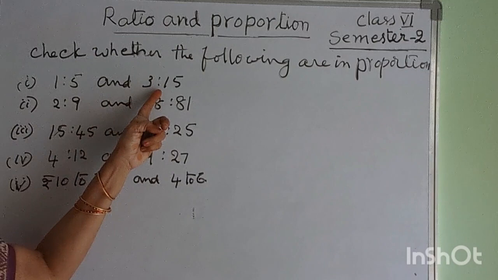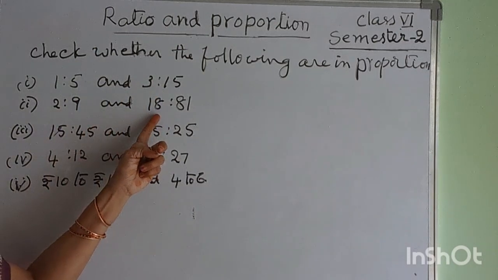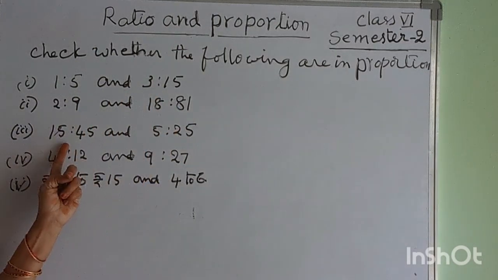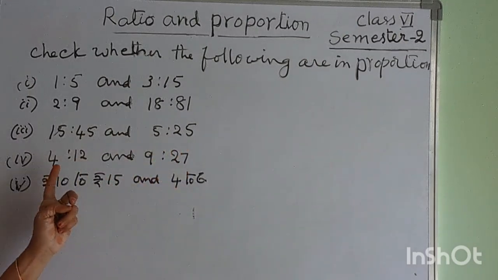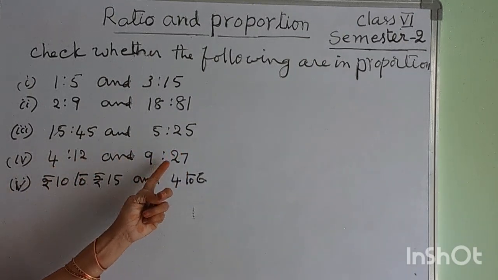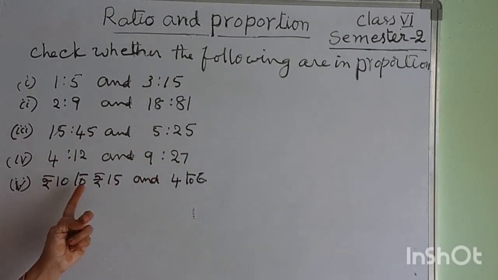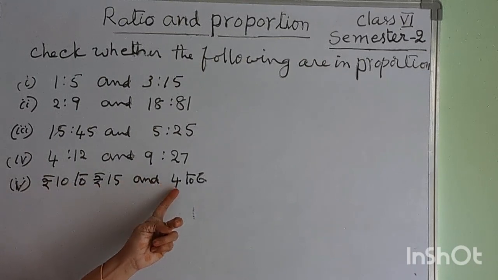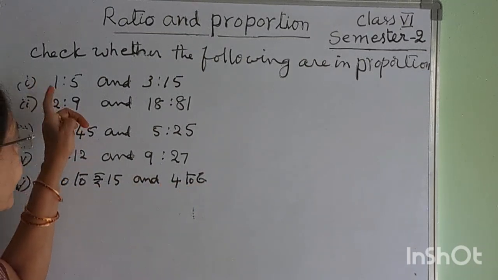Coming to the next example, check whether the following are in proportion. 1:5 and 3:15, 2:9 and 18:81, 15:45 and 5:25, 4 is to 12 and 9 is to 27, rupees 10 to rupees 15 and 4 to 6. First we will verify this one.